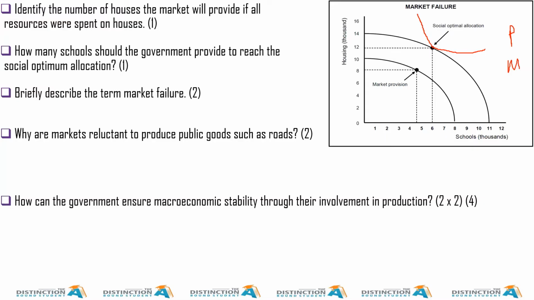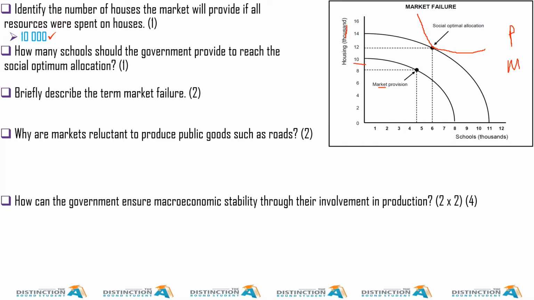Let's get to the questions. Identify the number of houses the market will provide if all resources were spent on houses. This is a pure production possibility curve. So where is houses? Here is houses. It says, identify the number of houses, the market. So we are going to look at the market. So that will be 10. But remember, I said be careful to include this. All right, so there we have it, 10,000. As easy as that.